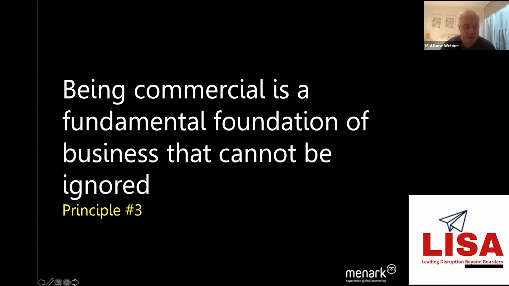The third principle, and I know this is pretty straightforward for most of you, is that being commercial is a fundamental foundation of business that cannot be ignored. If you get your foundations right, as the old analogy goes, you can build a solid structure on top of it. But if you don't have that foundation right, everything can potentially crumble. This is why it's so important that you have this at the top of your mind as you go from idea to MVP, so that you are building in a solid foundation as you go through.